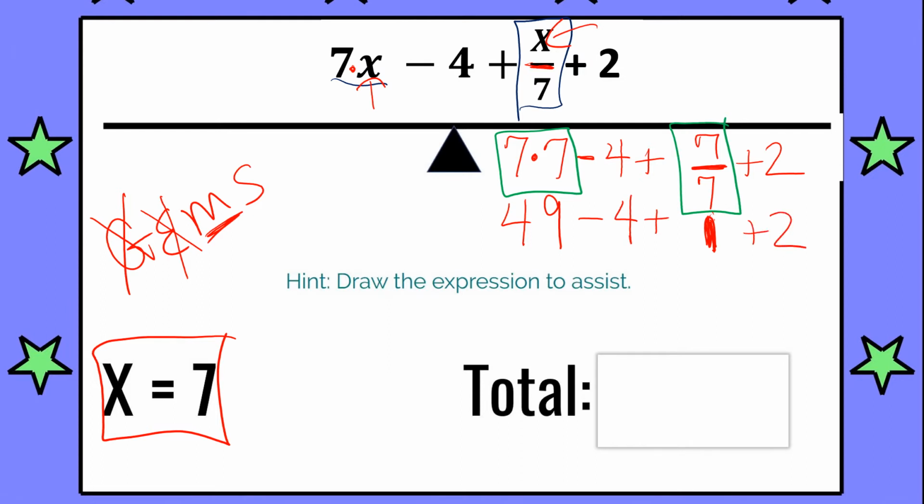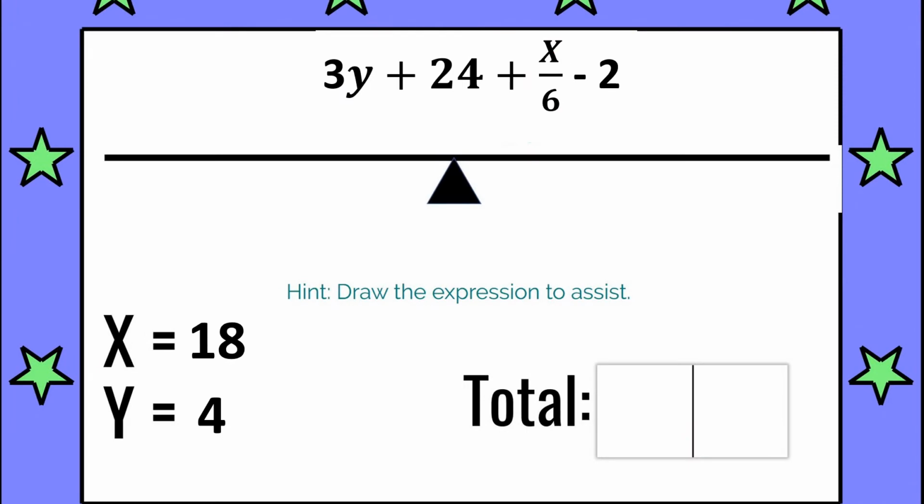Now I have addition and subtraction, and I'm just going to start at the left and solve everything as I go. So 49 minus 4 is 45. 45 plus 1 is 46. 46 plus 2 is 48. So my total ends up being 48.